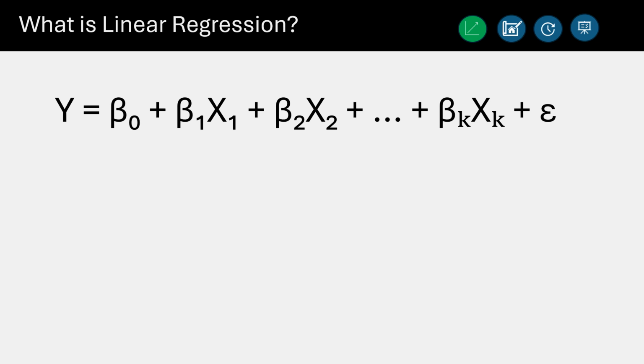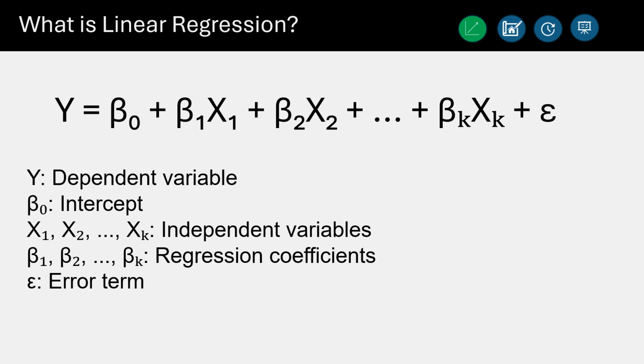So what is linear regression? I know this looks terrifying, but bear with me. Linear regression estimates the relationship between a dependent variable y and one or more independent variables using the equation as shown, where y is the dependent variable, for example, exam marks.